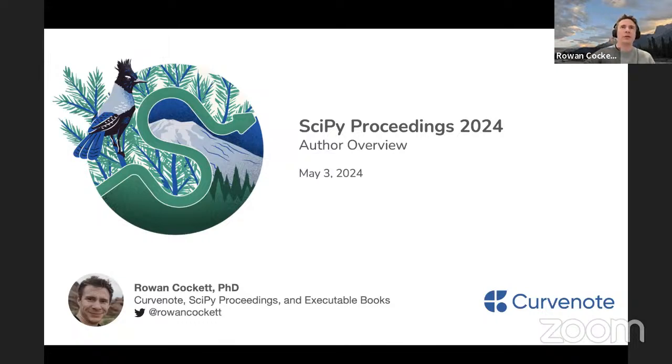Today we're going to be going through submitting an article to SciPy Proceedings in 2024. This is the author overview, and the types of things that we are going to go over today are the overview of the proceedings, because there have been a number of changes since 2023, and the new submission process. And then we're going to go through some questions and demos.